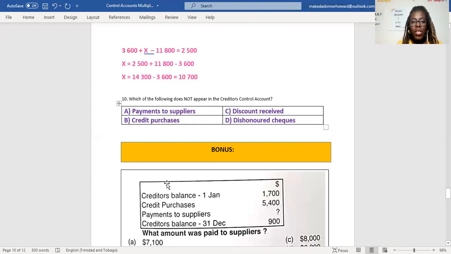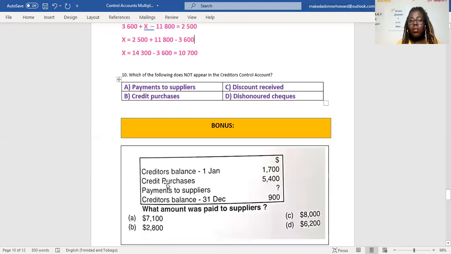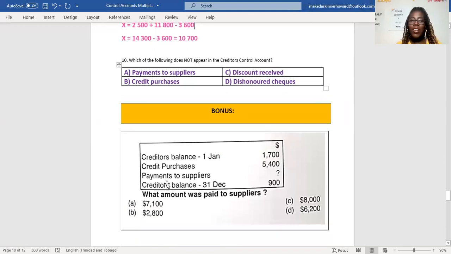Number 10, which of the following does not appear in a creditor's control account? Remember at the beginning, I told you guys the creditor's control account is the same thing as the purchase ledger control account or the payables control account. So which one of these you would not find in your payables ledger control account? Payables ledger control account deals with your suppliers.